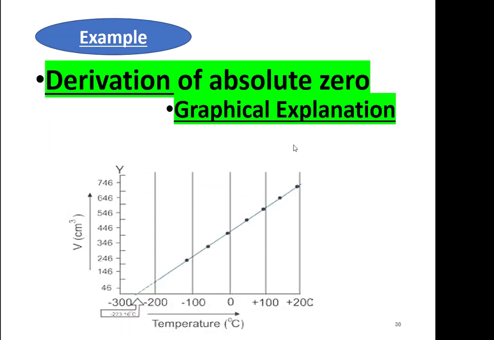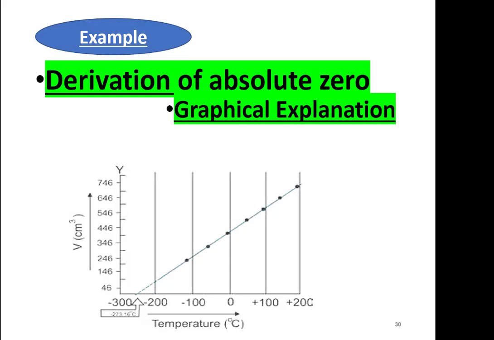Next you learned an example of the exercise in which you learned that as the temperature decreases, the volume also decreases. Then you learned the derivation of absolute zero. Absolute zero is the temperature at which the volume of ideal gases becomes 0, and it is equal to minus 273.16 degrees centigrade.